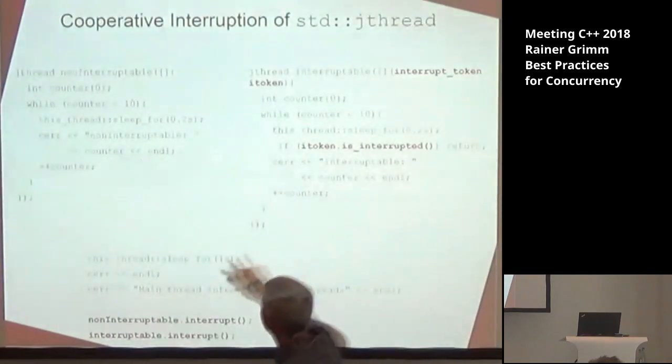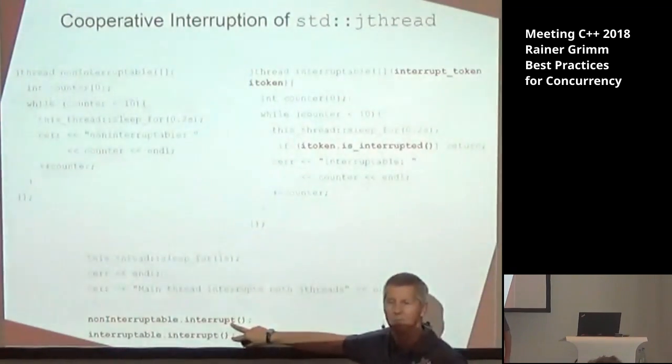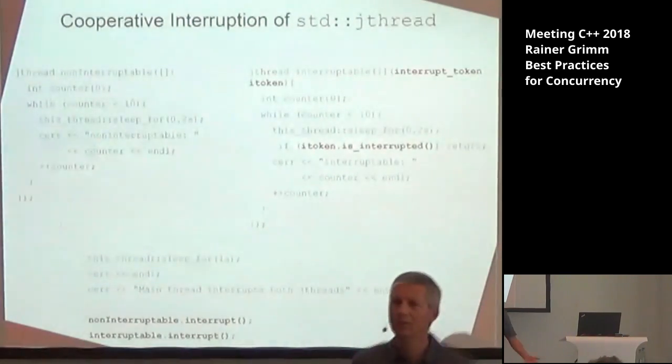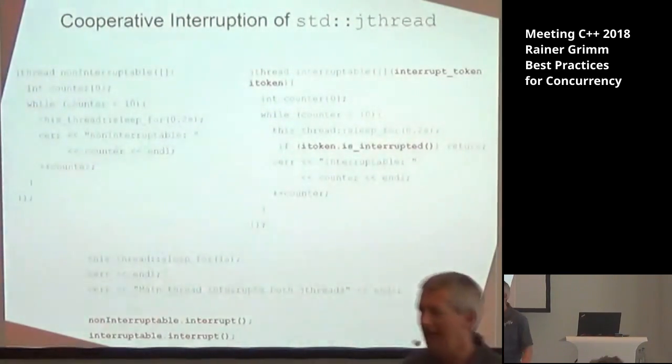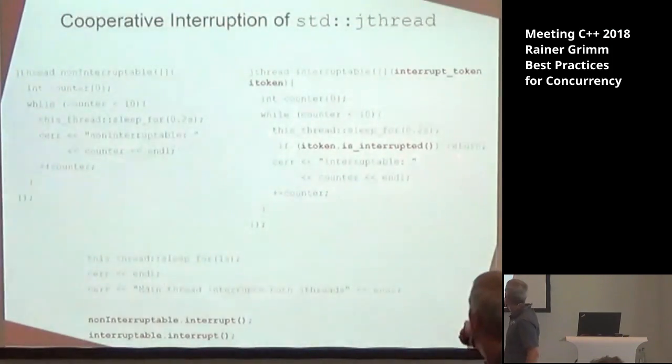Then here's my main thread, and I say interrupt to both of them. But this guy will not react. He has no interrupt token, so he cannot be interrupted. This one will interrupt, react, and just return. Onto the difference.